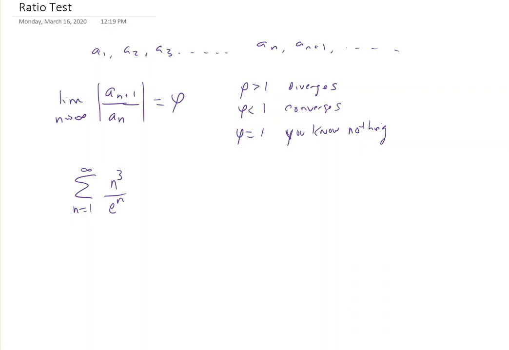But if we now think about the ratio, let's think about the distant future, what this is going to look like in the way, way distant future. Let's think about the term n plus 1. So the n plus 1 term is going to be this, n plus 1 cubed over e to the n plus 1. And that's going to be over a sub n.